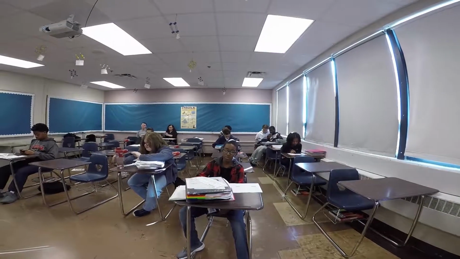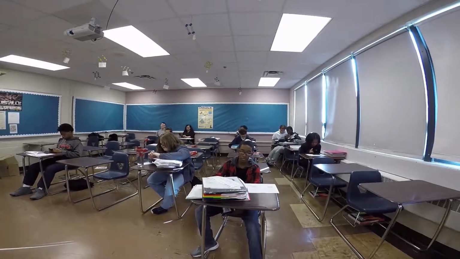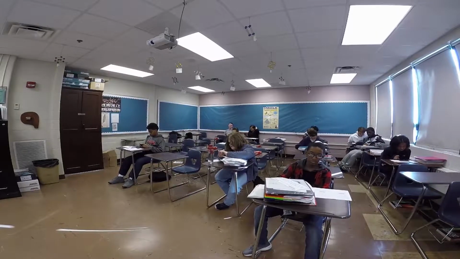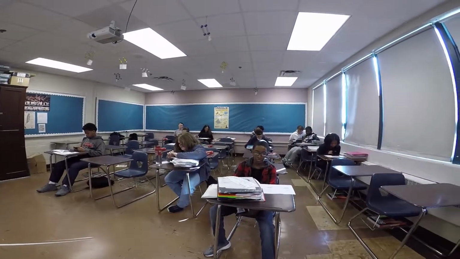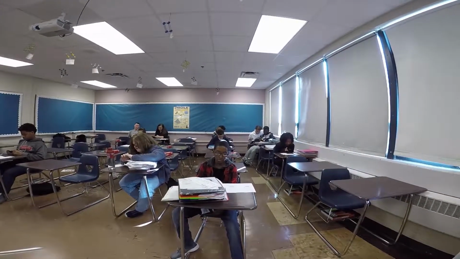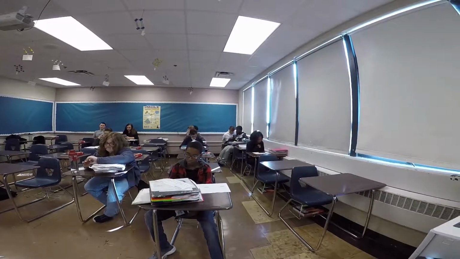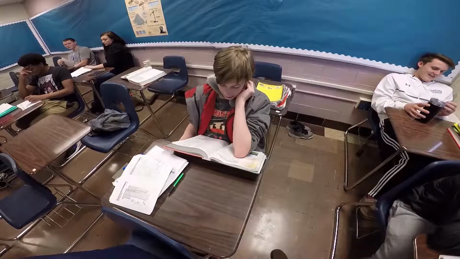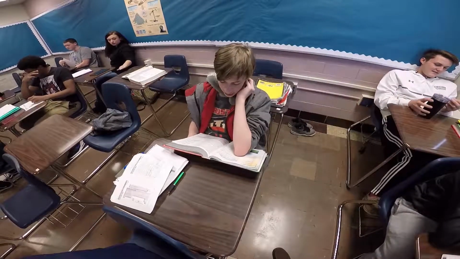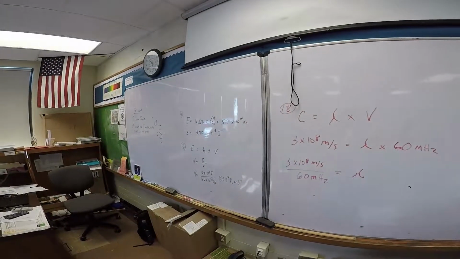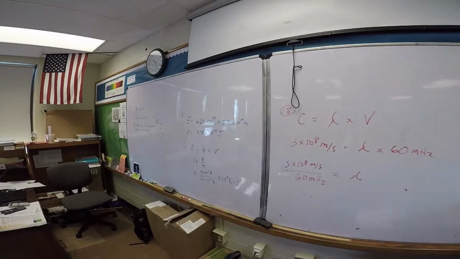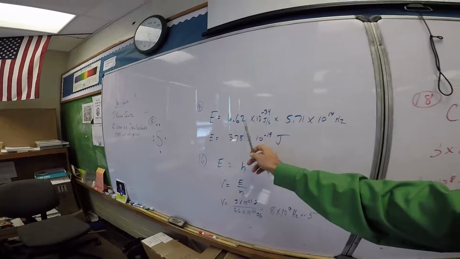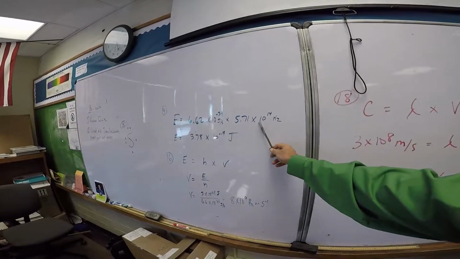Use Planck's constant, 6.626 times 10 to the -34, to solve the following. What is the energy carried by a photon that has a frequency of 5.71 times 10 to the 14th? Number 4, I've shown you the math to solve for it. Basically, you're solving for energy. This is Planck's constant times the frequency.